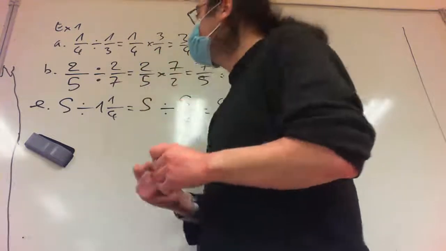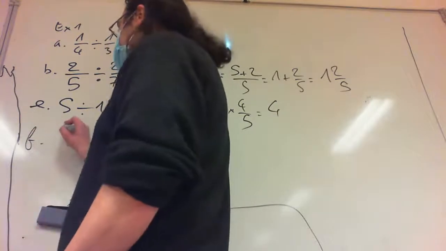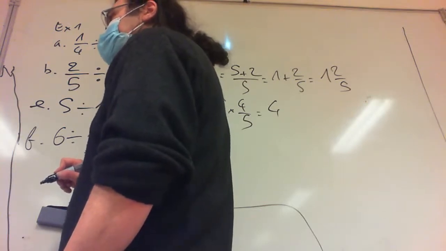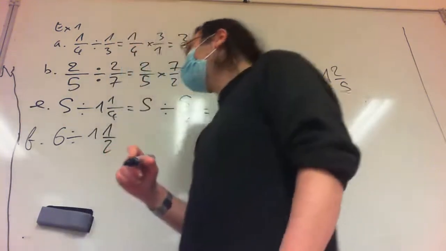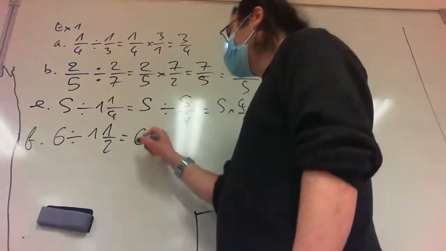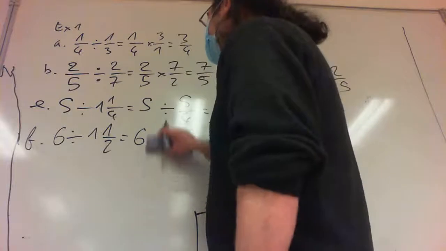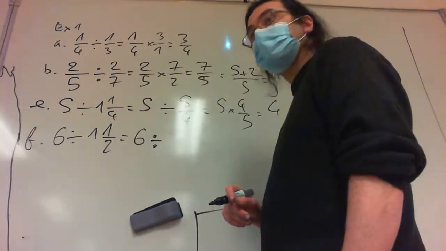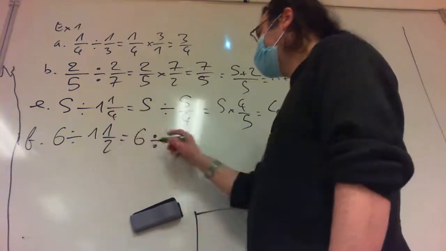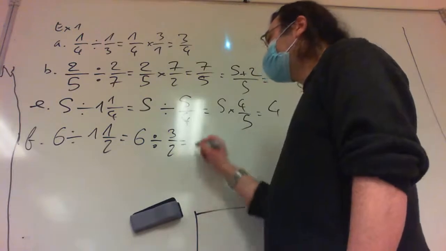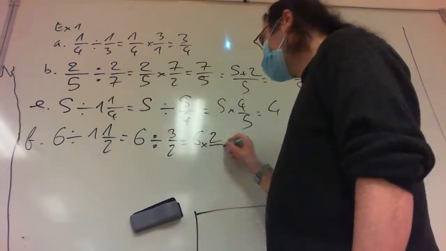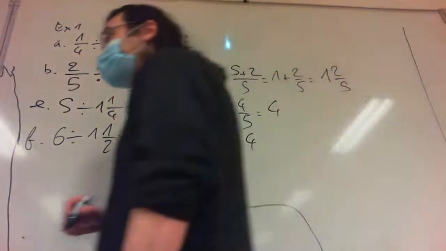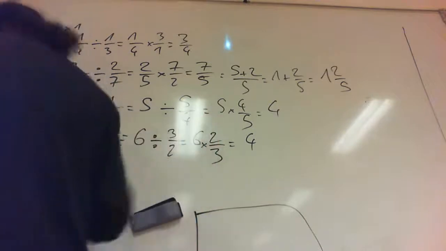The next one? Okay. F. So 6 divided by 1 and 1 and a half. 1.5. Yeah, and 1.5. It's equal to 6 divided by... Well, first of all, let's write this as a fraction. It's equal to 3 over 2. It's 2 plus 1, so it's plus 1 over 2. 3 over 2. It's equal to 6 times 2 over 3. It's equal to 4. Okay. Yeah, so 12 divided by 3 is 4. So you can just say 6 is 3 times 2, and another 3 is 2 times 2 is 4.